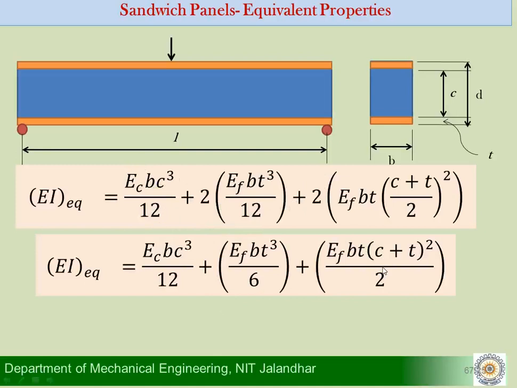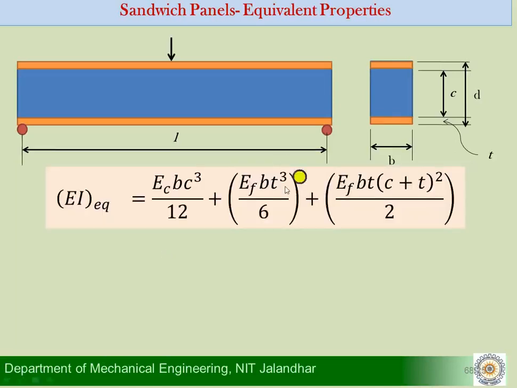You take out these 2's from here, and we need to know in this expression that the EF values are much higher than EC values. That is, the modulus of the face is very high as compared to the modulus of the core, and the core thickness C is also very high as compared to the face thickness T. So these two things we need to keep in mind. So we have found the equivalent bending stiffness, EI equivalent, in terms of this expression, which I write here.